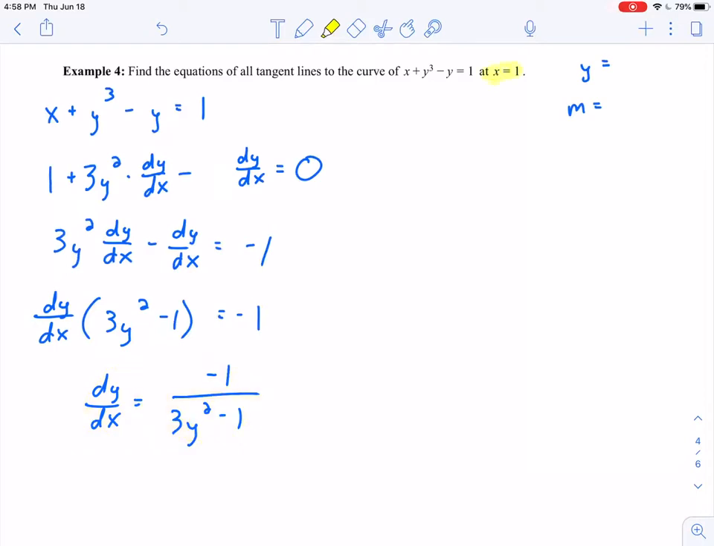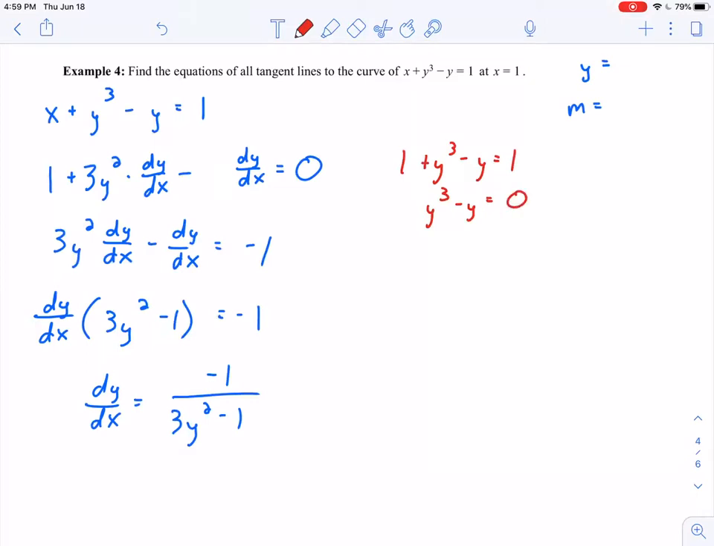Well, I don't have y. I've got this x value, but I can still find the y value. I can find the y value kind of the same way I always have. I'm going to take this x value, plug it into my equation, and solve for y. So let's do that. I'm going to do that in red here, just so that we don't get mixed up. So x is 1. This is 1 plus y cubed minus y is equal to 1. Okay, we can subtract 1 from each side. This is y cubed minus y is equal to 0, excuse me.